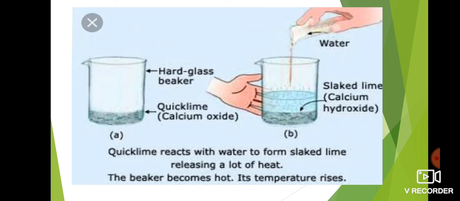Means quicklime undergoes some chemical changes. Means quicklime reacts with water. CaO plus H2O gives rise to calcium hydroxide, that is Ca(OH)2. The beaker becomes hot and its temperature increases. So this is the best example to show that quicklime undergoes chemical changes. So it forms a new substance, that is calcium hydroxide.